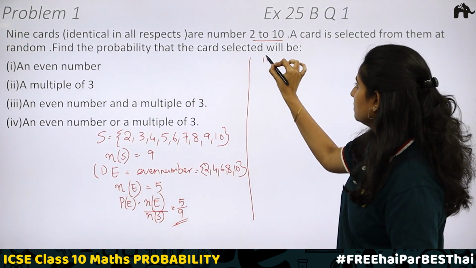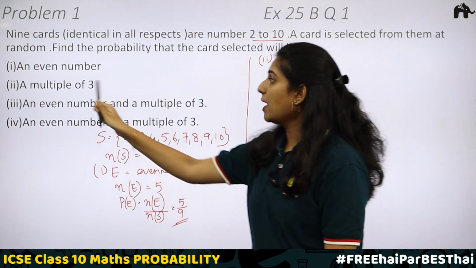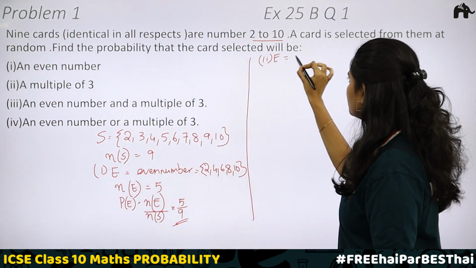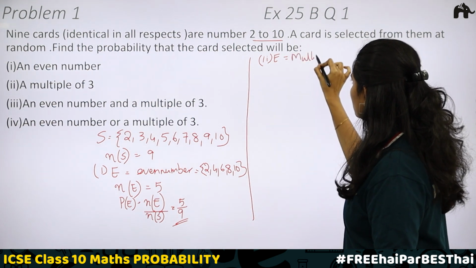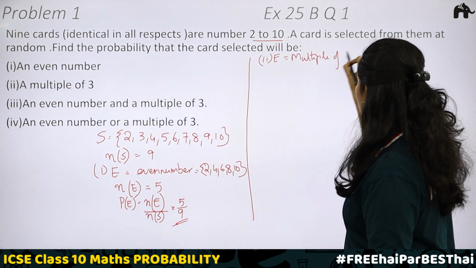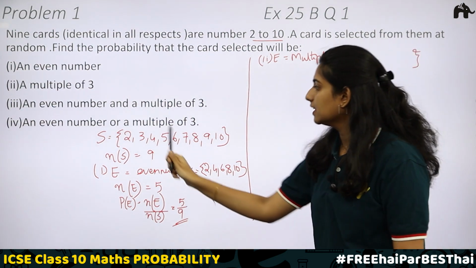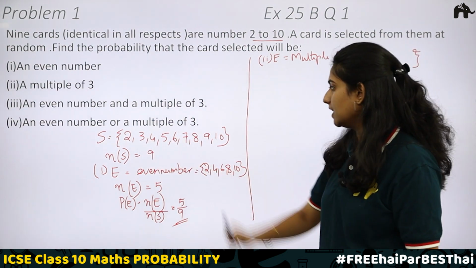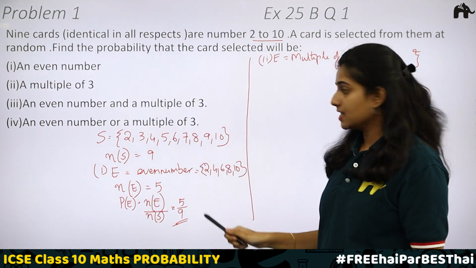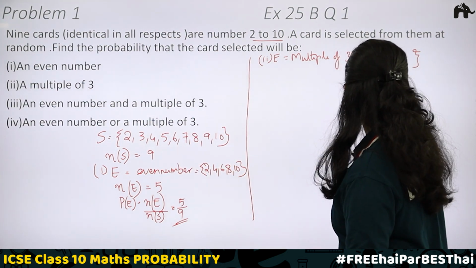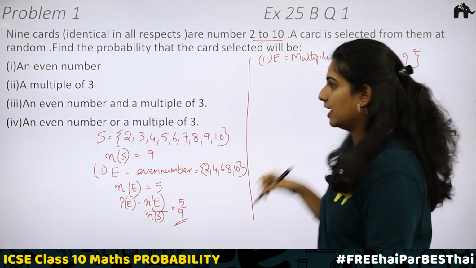Now the second one. A multiple of 3. Here the event is a multiple of 3. Okay. 3 is a multiple. 3 ones are 3. 3 twos are 6. 3 threes are 9. Okay. So these 3 can be included: 3, 6, 9.